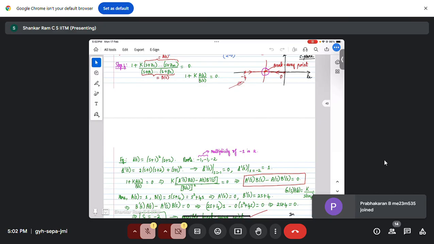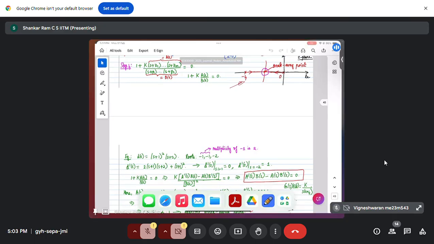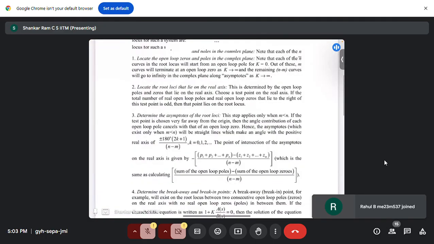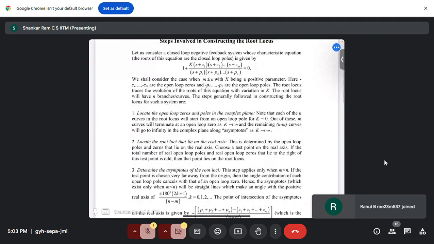The question becomes, how do the closed loop poles vary in relationship with the open loop poles and open loop zeros. So in that regard, we consider the standard open loop transfer function, k times (s plus z1) all the way to (s plus zm) divided by (s plus p1) all the way to (s plus pn), and 1 plus that is equal to 0, k being a positive parameter. That's the first case we have started off with. And we completed three steps, right?